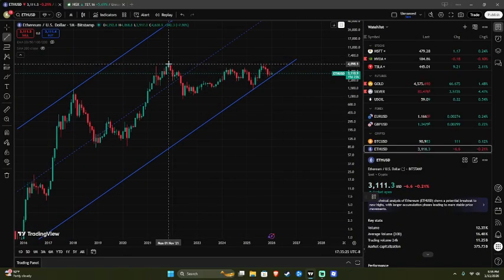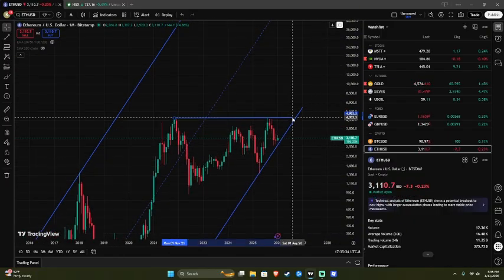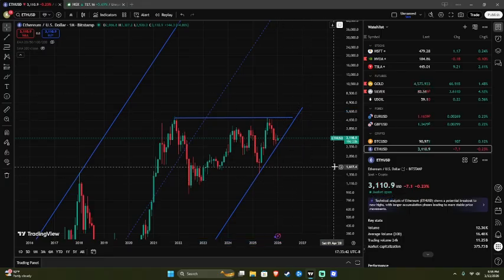So how high could it go if it does get a bounce? Simple, just connect these highs here to the top. So this could go to 4,950, maybe even up to 5,000 if Ethereum were to get a bounce from here. And that is pretty much it, guys.